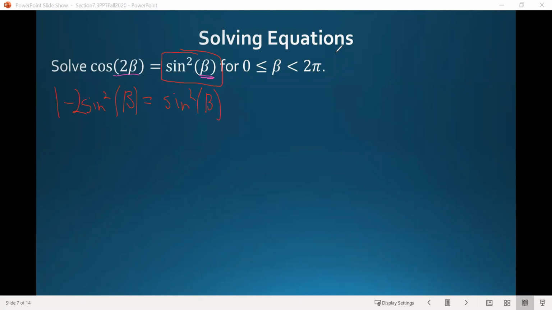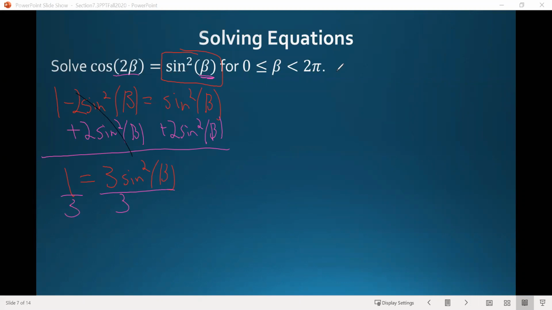And then we need to isolate the sine of beta here, which we can do by first adding 2 sine squared beta to both sides. Okay, so these can cancel. We have 1 equals on the right-hand side a sine squared beta plus a 2 sine squared beta, which give us a 3 sine squared beta. We can isolate the sine squared by dividing by 3 on both sides, which will give us 1/3 equals sine squared beta.